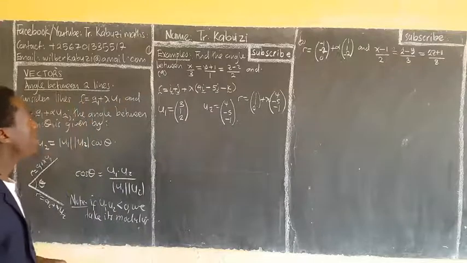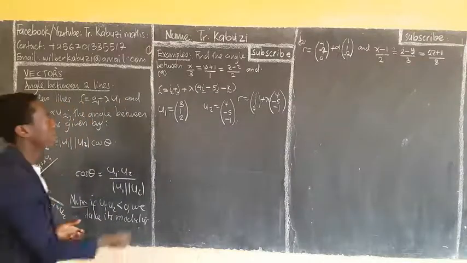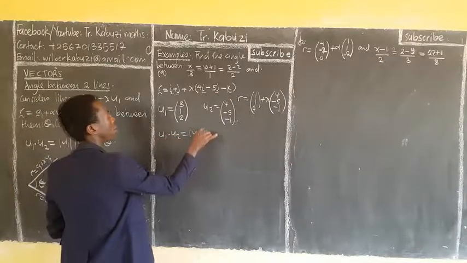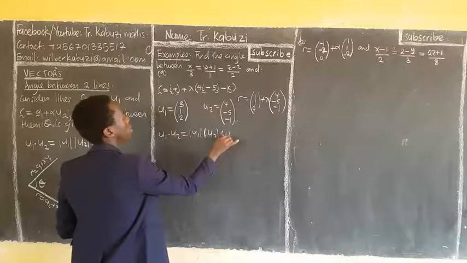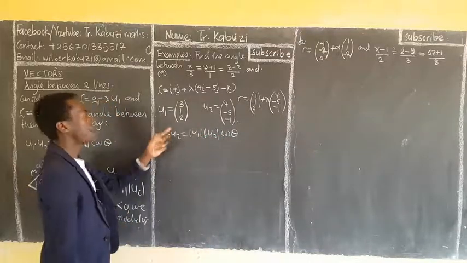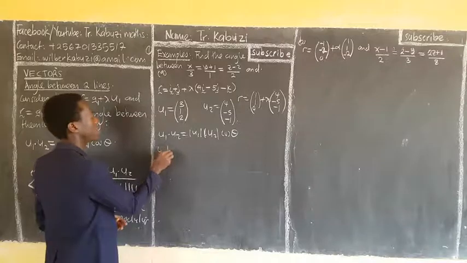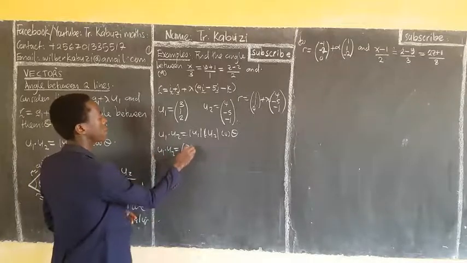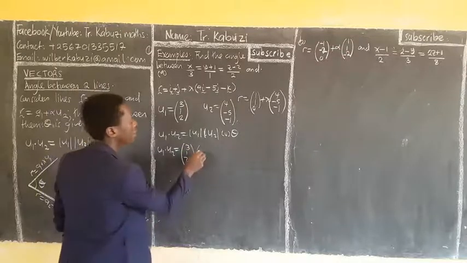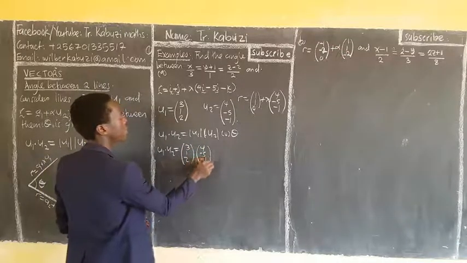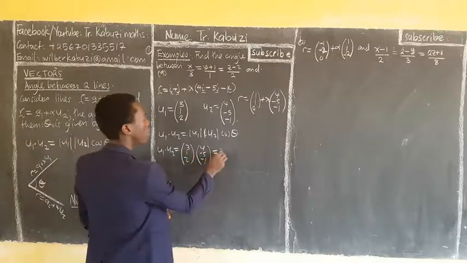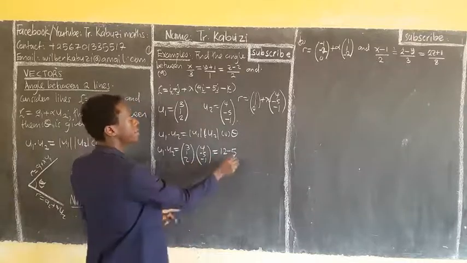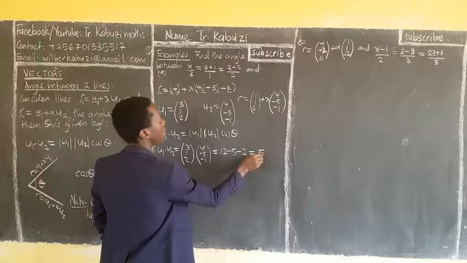So from there, members, all we do to get the angle between them is cos of the angle we want. So now we do the product. Now u1 dot u2 will be, u1 dot 4, negative 5, negative 1, which will give 12, minus 5, and then minus 2, which will give you 5.